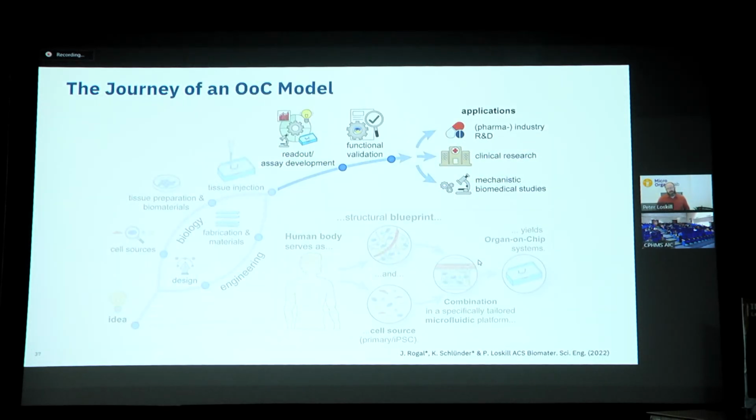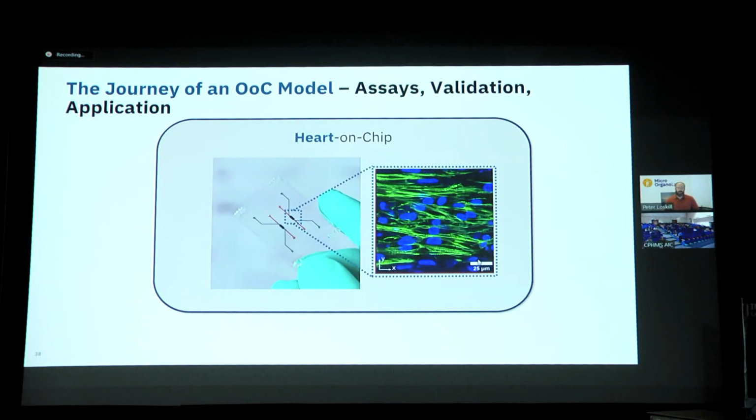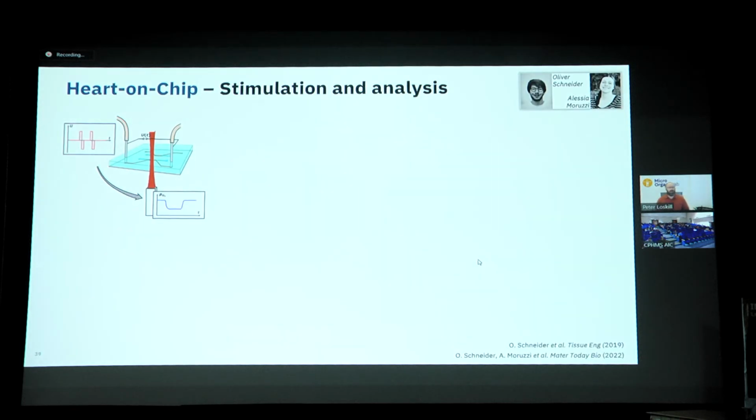The next step, as I mentioned, is the establishment of readouts and also functional validation. I'll show you a couple of examples there. And I'm going to go backwards now. I'm going to start with the heart-on-a-chip. So in the heart-on-a-chip, we added, in terms of readouts and assays, a couple of stimulation and analysis tools.